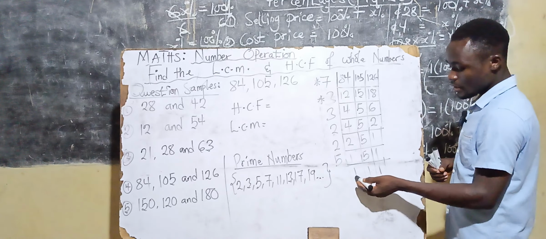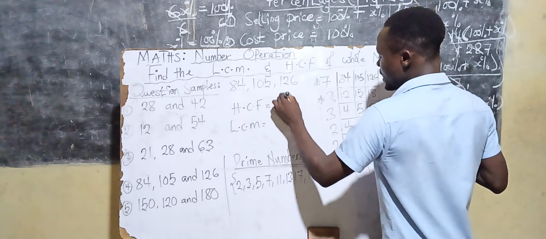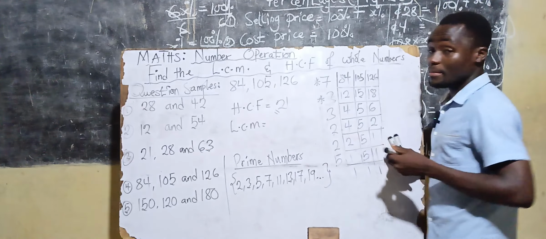We said to find the HCF, we are going to multiply the shared numbers. So we have shared this number, we have shared this number. So we are going to multiply, which is 7 times 3, which is 21. So our HCF becomes 21. And I believe you understand.